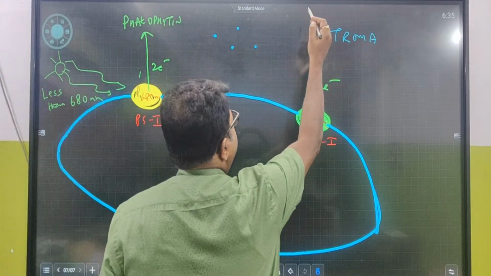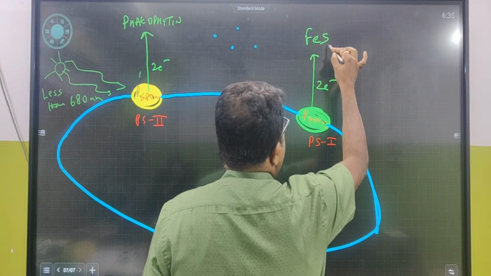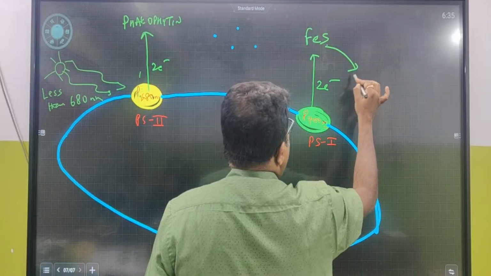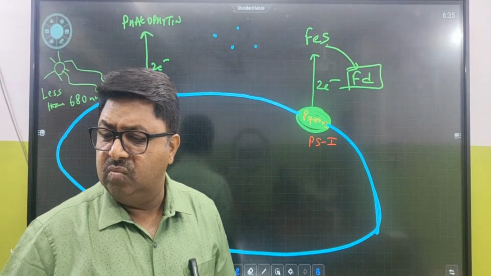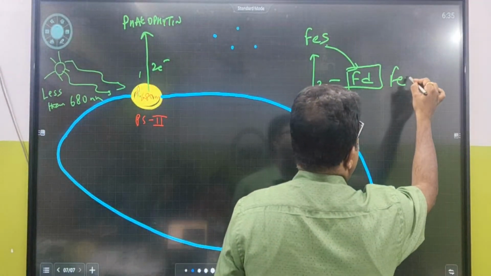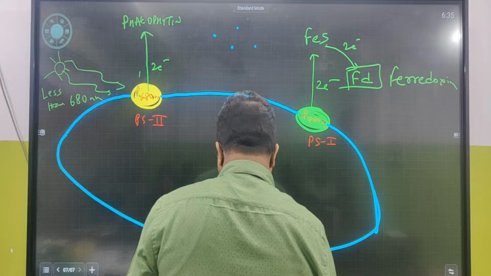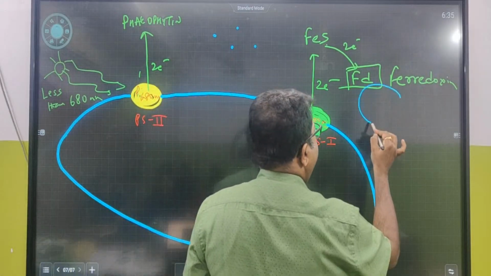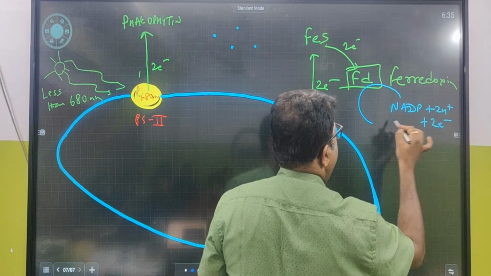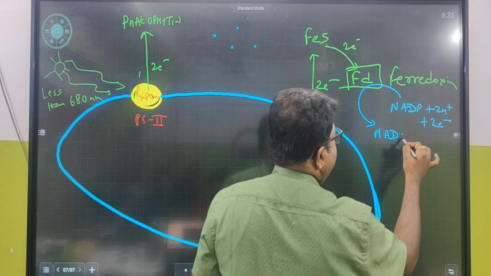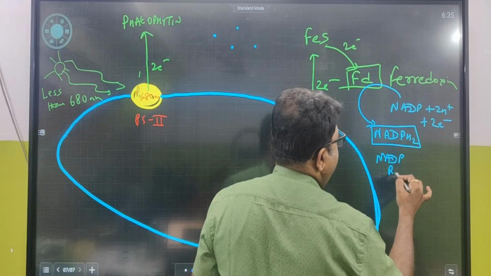phyophytin, over here, FES. Very good, FES. Now you guide me, from FES this electron is going to come to FD. What is FD? Ferredoxin. So this electron has now come down to ferredoxin. From ferredoxin, this electron comes straight away to NADP plus 2H plus 2 electron, reducing it to NADPH2 by the help of the enzyme NADP reductase.